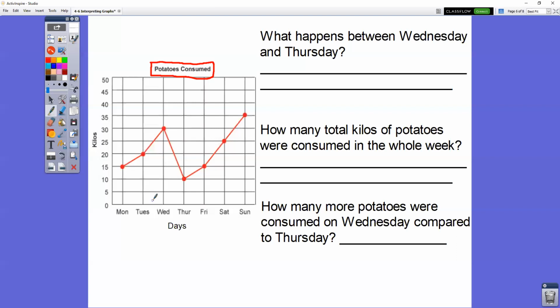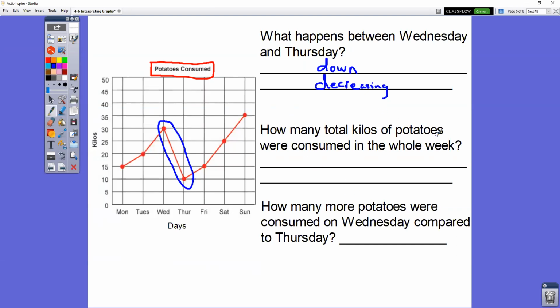So that's what we're talking about on the side. What happens, according to our graph, between Wednesday and Thursday? Well, in between Wednesday and Thursday, it is going down. It is decreasing. Now, you have to remember that the words going down and decreasing mean the same exact thing, all right? Increasing and going up mean the same thing as well.